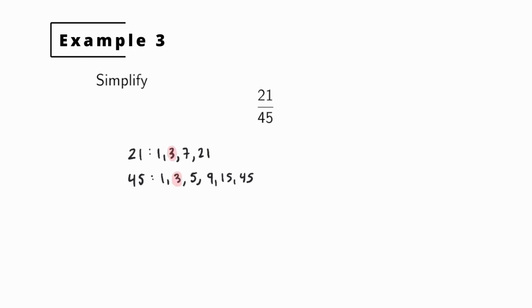So I will write these two fractions as a product of 3 and something else. So for the first one, 21, that would be 7 times 3. And for 45, that would be 15 times 3. So we have a common factor of 3 there. Cancel it out. And we're left with 7 over 15.